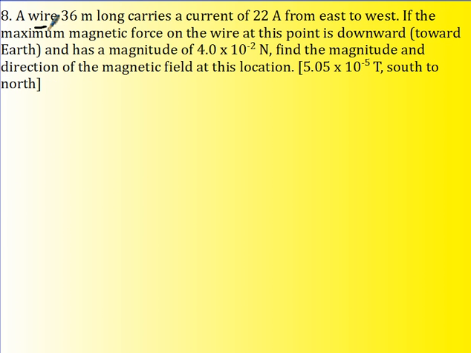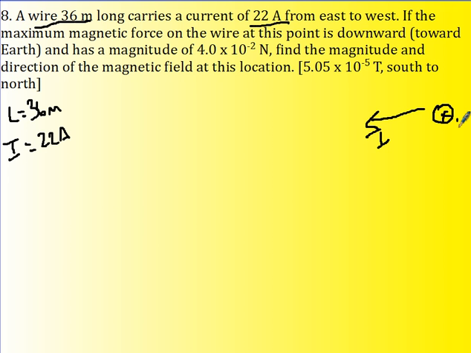A wire 36 meters long, so L is 36 meters, carries a current of 22 amps, and the current is from east to west, so the current is this way. If the maximum force exerted on the wire is pointed downward, so F is downward, and has a magnitude F equals 4 times 10 to the negative 2 newtons, find the magnitude and direction of the field at this location.